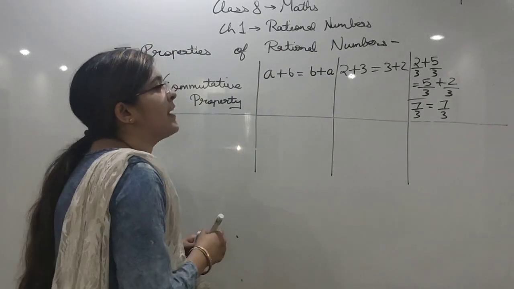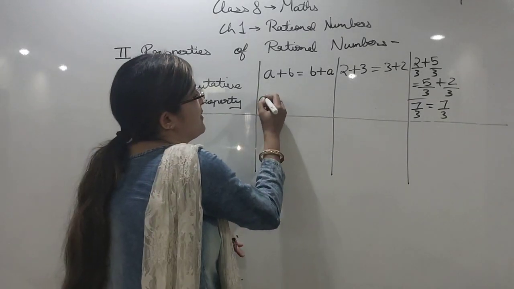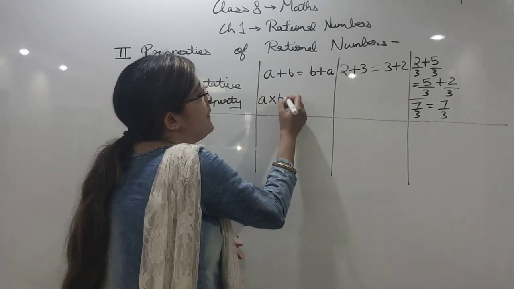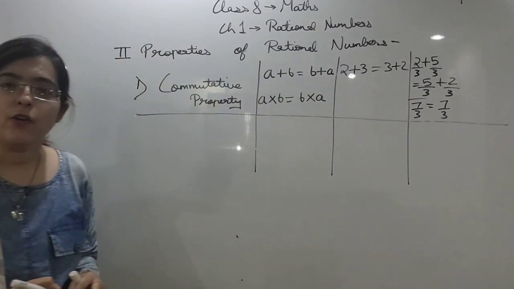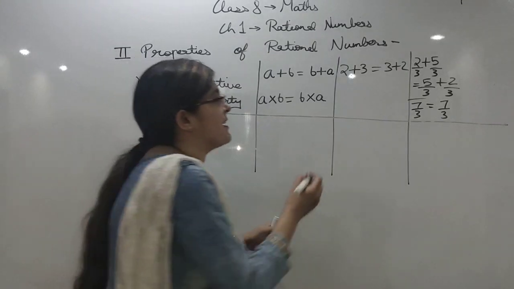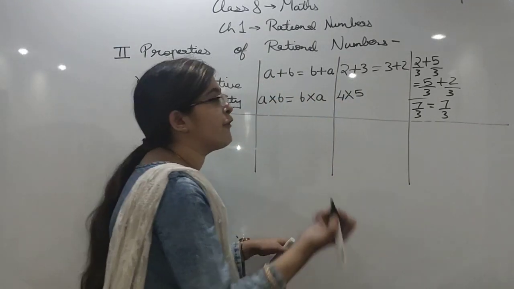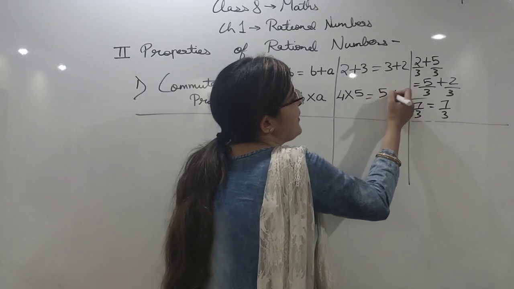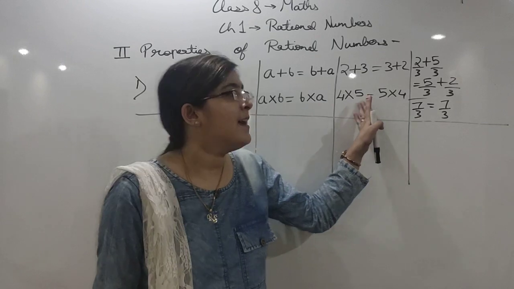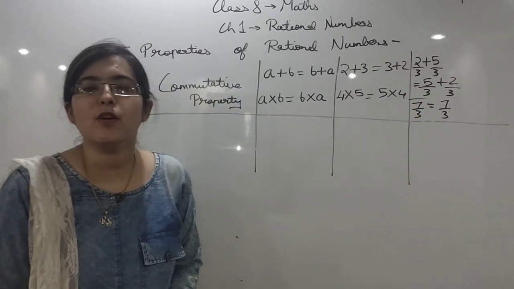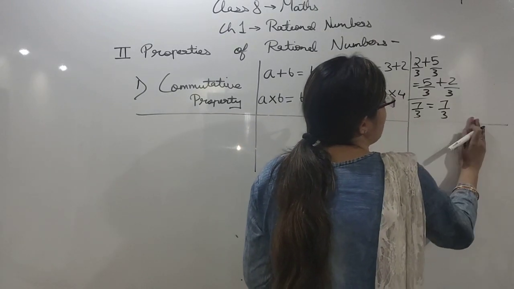Clear, students? Now let's see the multiplicative property of commutation. It is A into B is equal to B into A. What does this property tell us? That if I multiply 4 into 5, it would be the same as 5 into 4. That means 4 into 5 is 20 and 5 into 4 is also 20.